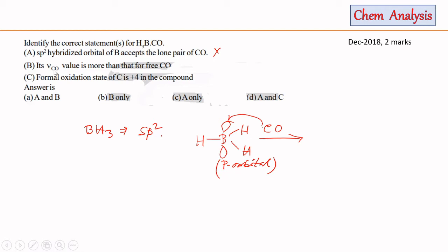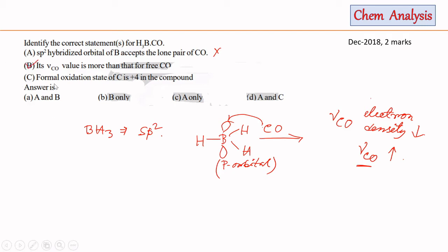The second option says the CO stretching frequency value is more than that of free carbon monoxide. Since carbon monoxide is donating a lone pair in the vacant p orbital of boron, the electron density within the carbon monoxide molecule decreases. If you see the molecular orbital diagram of carbon monoxide, with decreasing electron density the stretching frequency of carbon monoxide increases. Therefore option B is the correct answer, since in this complex the CO stretching frequency will be higher than that of free carbon monoxide.